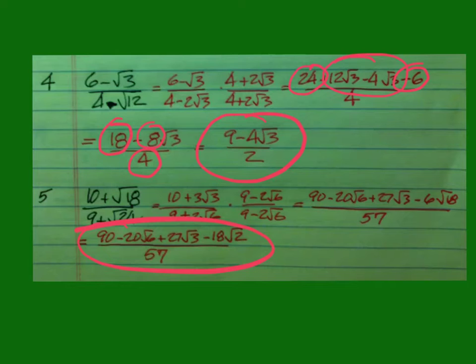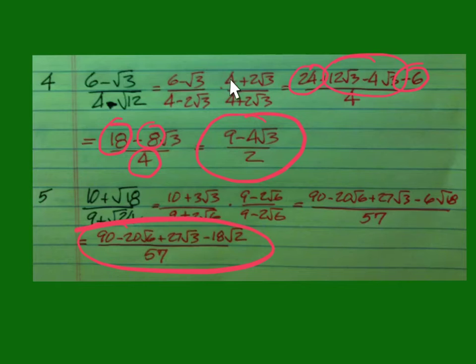On number 4, we're going to multiply by, well, actually we're going to simplify first down here. The square root of 12 becomes 2 square root of 3. And then we multiply the top and the bottom by 4 plus 2 square root of 3. So on the top, you'd have 6 times 4, which is 24, and then 6 times 2 square root of 3, which is plus 12 square root of 3. And then move to the minus square root of 3.